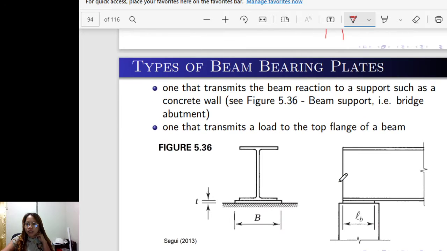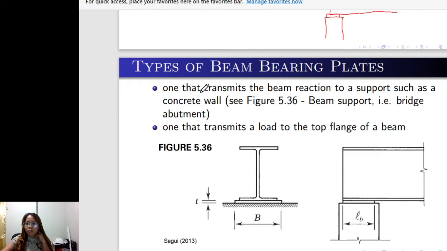Types of beam bearing plates: one that transmits the beam reaction to a support, such as the concrete wall, see figure 5.36. So this one is a beam support, for example a bridge abutment. The abutment is the starting support of the bridge. That is what you call an abutment.